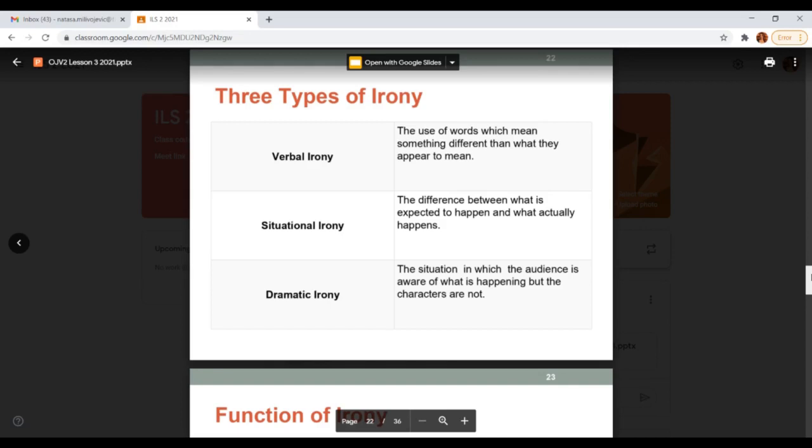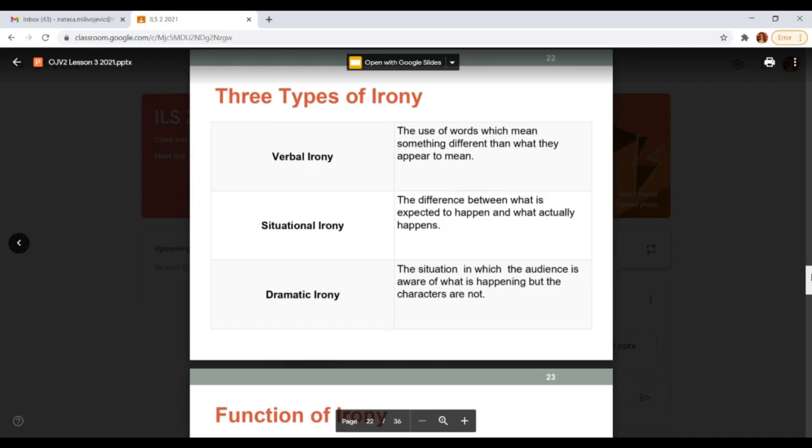With situational irony, there is a difference between what is expected to happen, like from the context, you follow the story and it builds up in a certain way, and it also builds up certain expectations about how the rest of it is going to happen. But then something different and unexpected actually takes place.